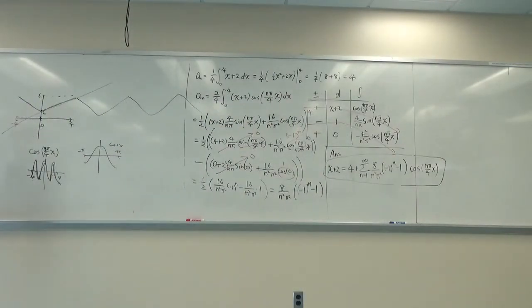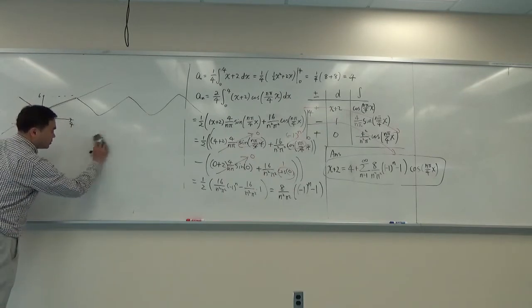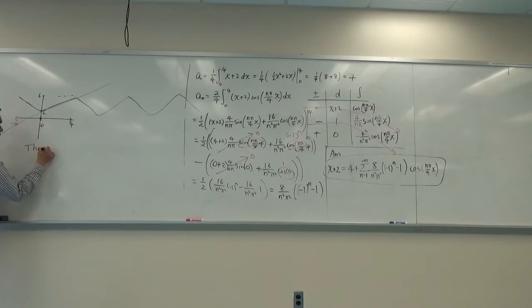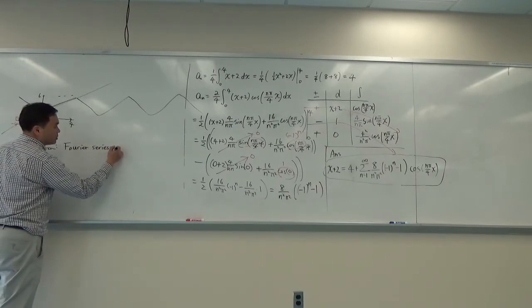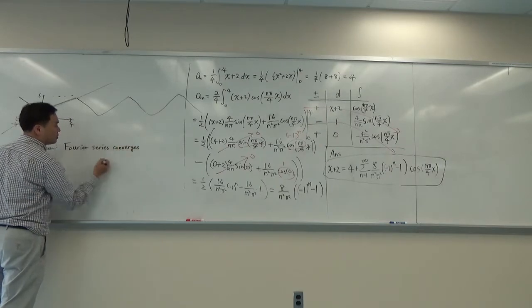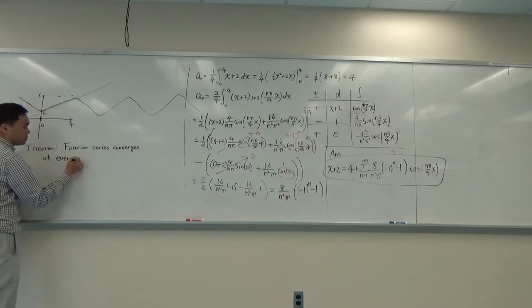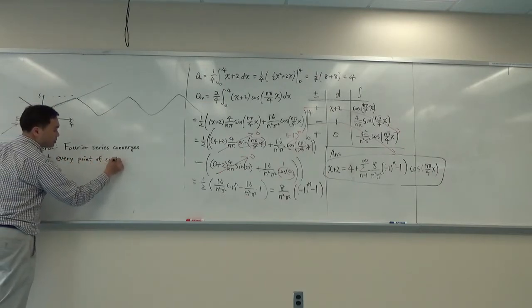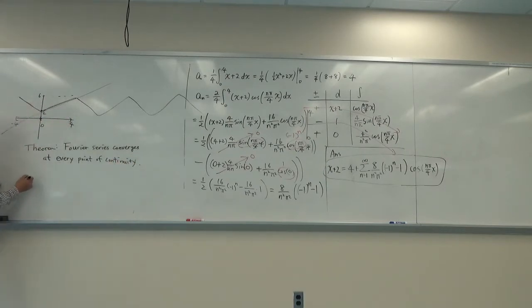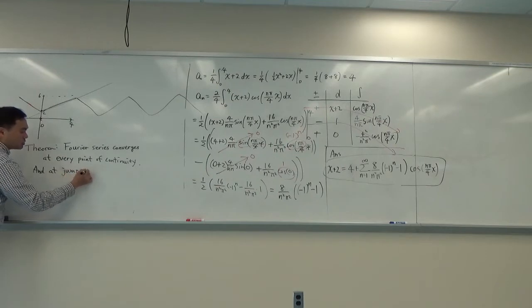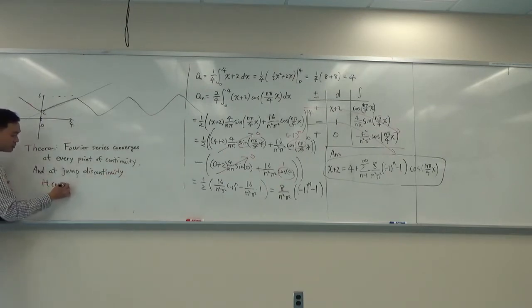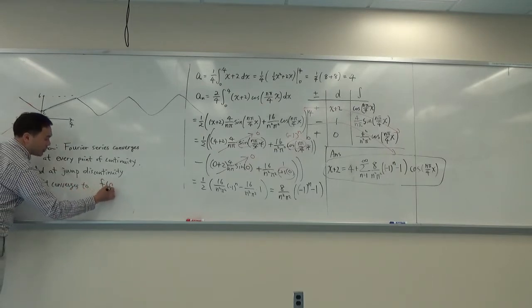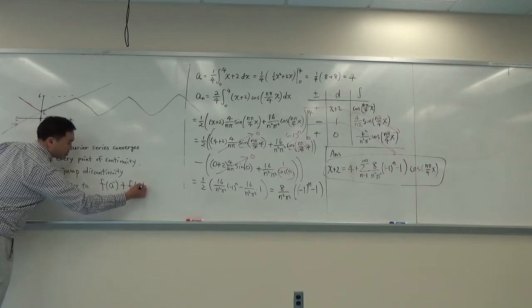So the basic idea is that, theorem: the Fourier series converges at every point of continuity, okay, and at jump discontinuities, it converges to f of a minus plus f of a plus.